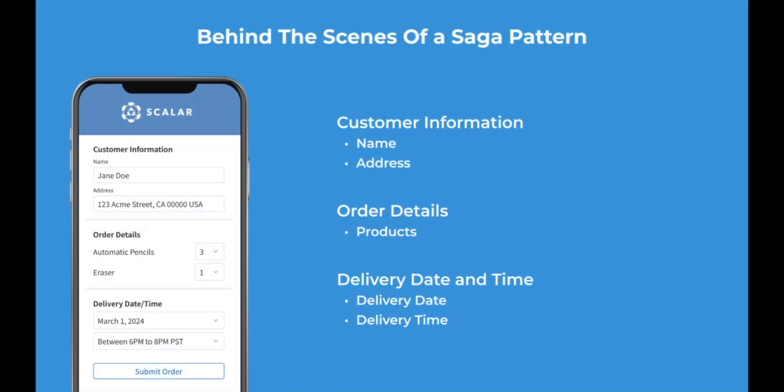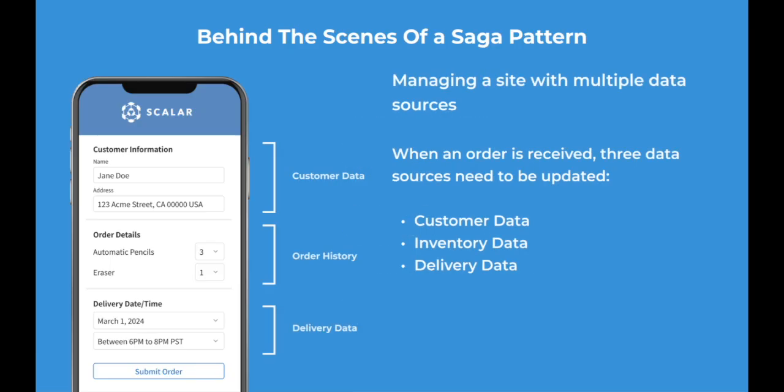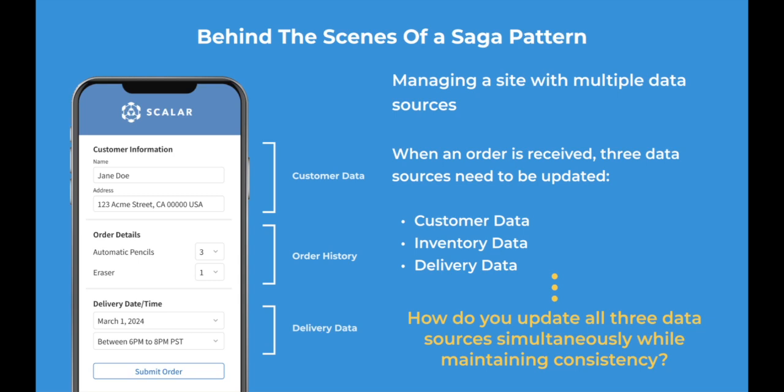Behind the scenes of a Saga Pattern, that seemingly single transaction of your order is broken down into smaller, local transactions. In this example, a single transaction touches 3 data points. The first, customer information, is where customer information is stored. The second, order details, is where product information and inventory information are stored. And the third, delivery date and time, is where various delivery information, timelines, and delivery services are stored.